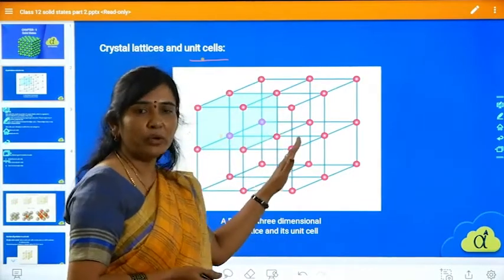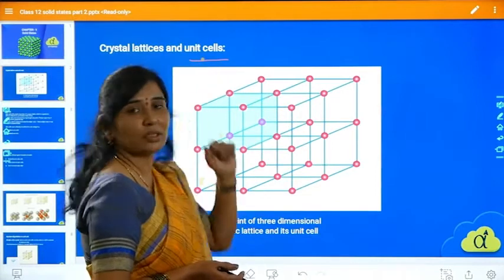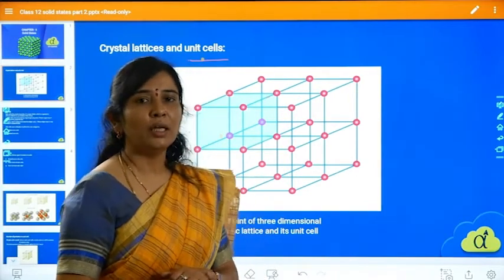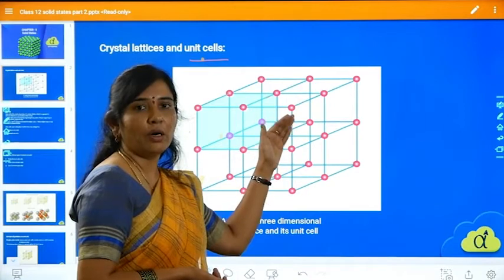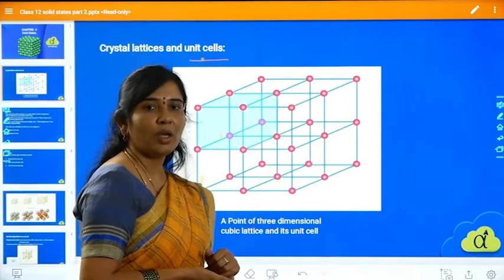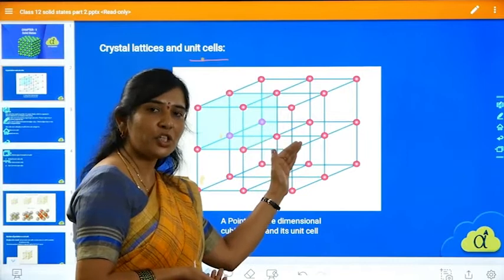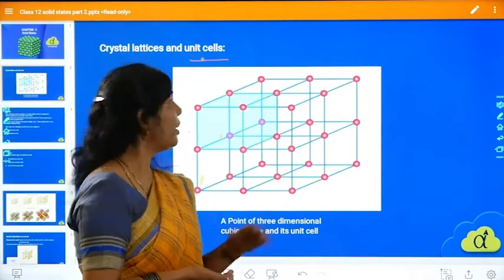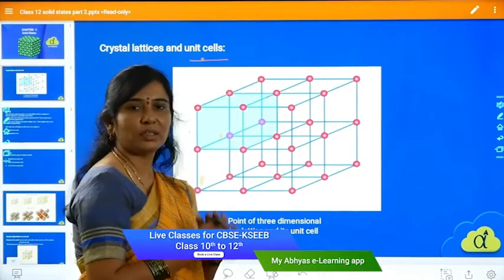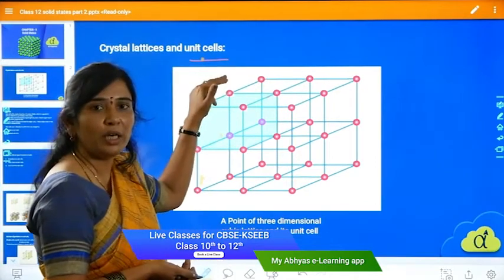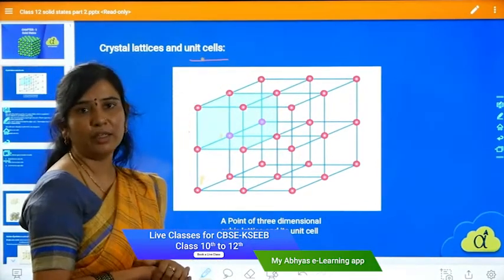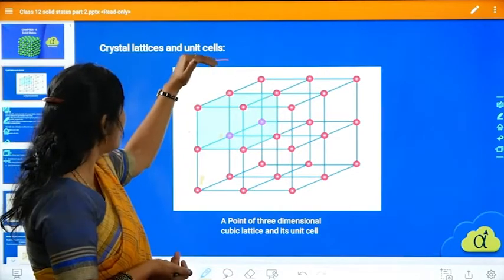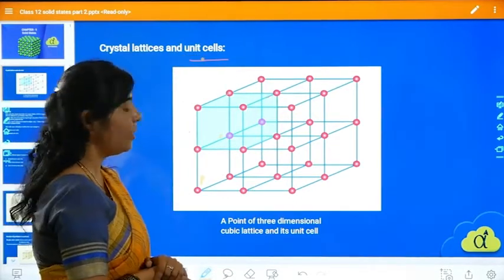That repetitive unit present in the crystal lattice is known as a unit cell. Now what do you mean by a unit cell? It is a repetitive unit or a basic building unit which, on repeating in a three-dimensional network form, gives a new crystal lattice. So we call it a unit cell. So the unit cell is the basic building block of the crystal lattice. From the unit cell only you will get the crystal lattice.